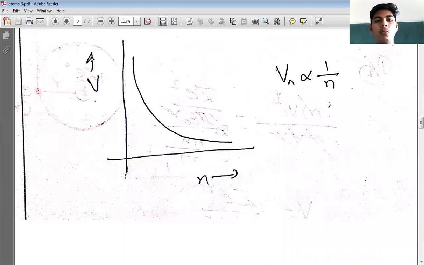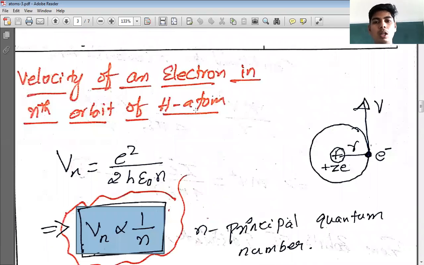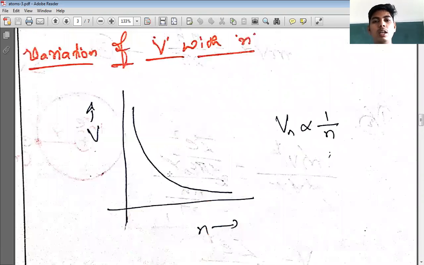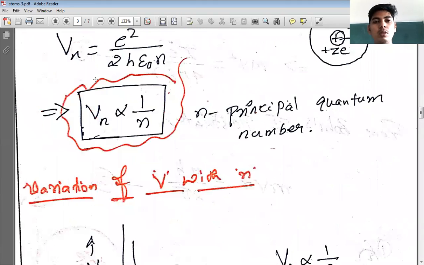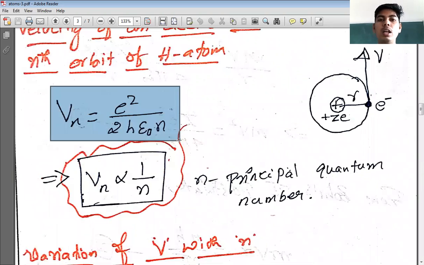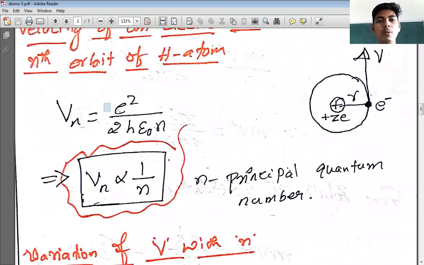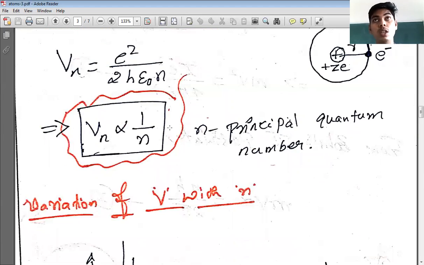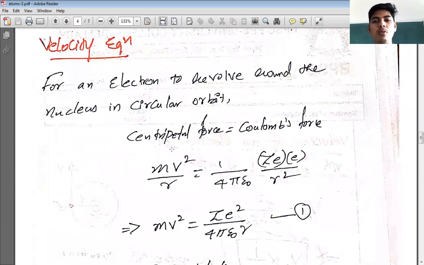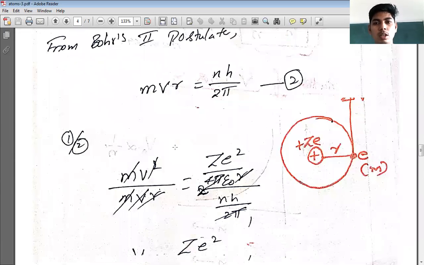So if we plot graph between velocity and the principal quantum number, this will be the nature of the graph. This is a rectangular hyperbola, we also call it a parabola. This is parabolic graph, right? So this is regarding the variation of velocity with principal quantum number. Remember this, this is the expression for velocity of electron in nth orbit of hydrogen atom. For a hydrogen like atom, you write z along with e square in the numerator: z e square divided by 2h epsilon naught n, right? I will show how the velocity equation is derived here, you can look at it once later.